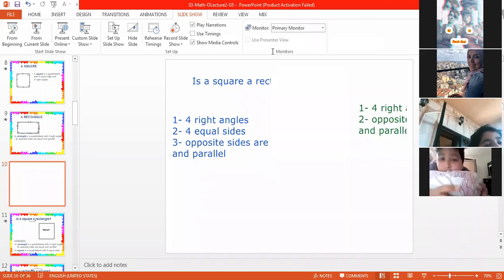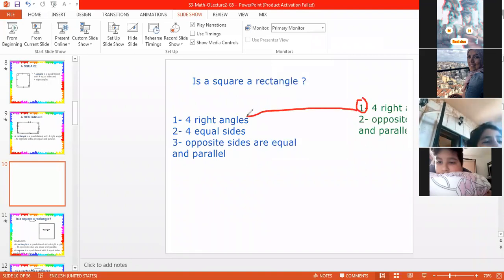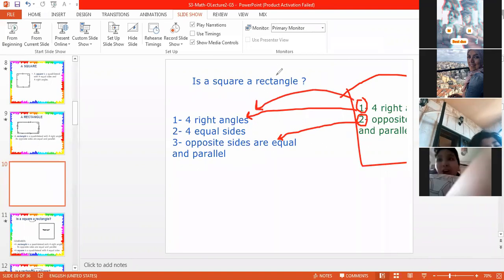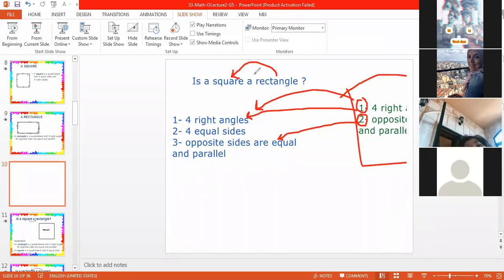So now we have to go backward. Okay, 4 right angles: is it found in the square? Yes. Opposite sides equal and parallel: are they found in the square? Yes. So are all the properties of a rectangle found in the square? Yes. All the properties of a rectangle are found in a square. So is a square a rectangle?